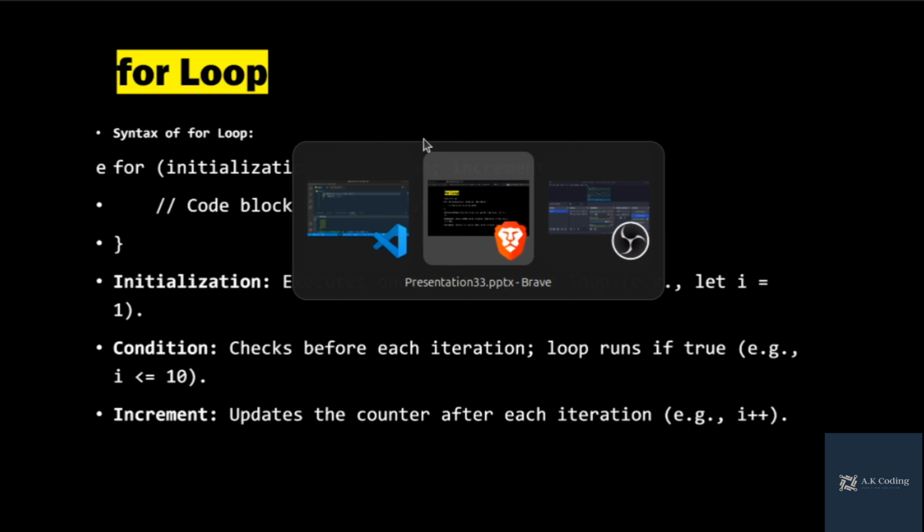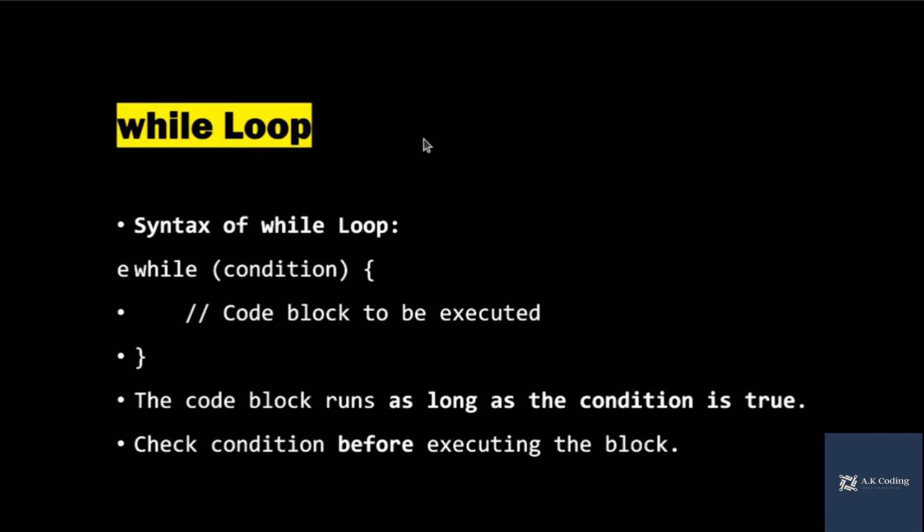So the next loop is while loop. The syntax of while loop is simple, and there will be initialization, but we don't use it inside the while. So as you can see, we have a while and condition and the code block to be executed. The code block runs as long as the condition is true, and it will check the condition before executing the block. So first it checks the condition, and after that it executes the block of the code.